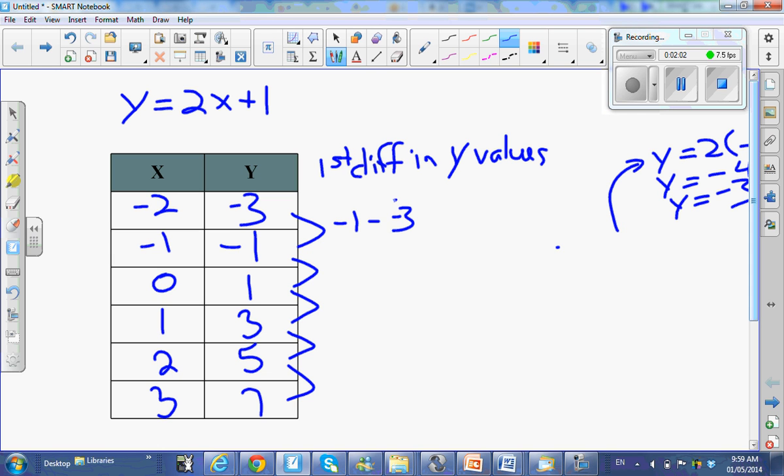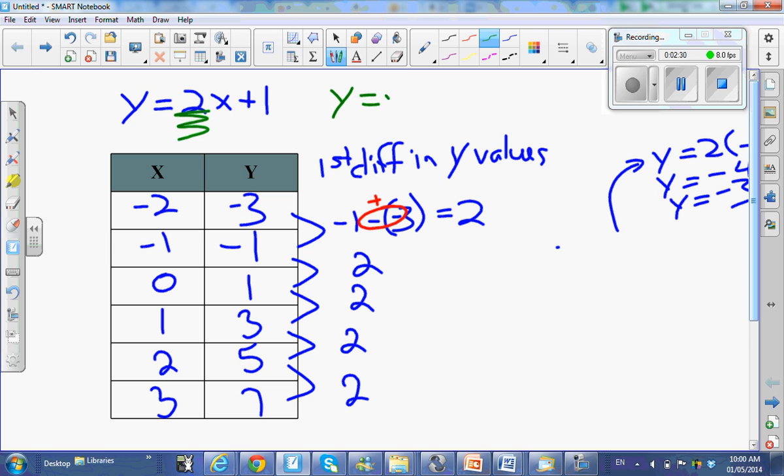-1 minus -3 really turns out to be -1 plus 3. So we end up getting 2. Next time, 1 minus -1, again, is 2. 3 minus 1, 2. 5 minus 3, 2. 7 minus 5 is 2. So these first differences actually represent the rate of change, okay? And it turns out it's the same as our slope value. Remember, y equals mx plus b? So the slope is the same as first differences, and it's also the same as our rate of change, okay?